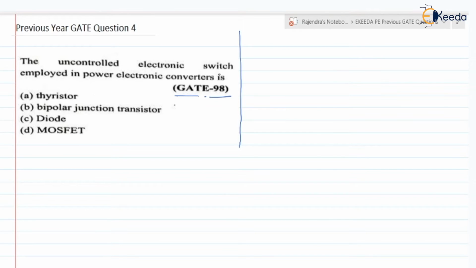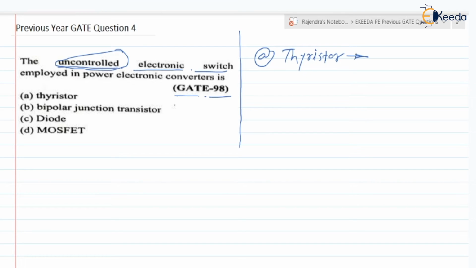The uncontrolled electronic switch employed in power electronic converters is... They have asked for the uncontrolled electronic switch. So the important word is uncontrolled. They have given four options. If you check the first option, it is a thyristor. So let us discuss whether the thyristor is controlled or uncontrolled.